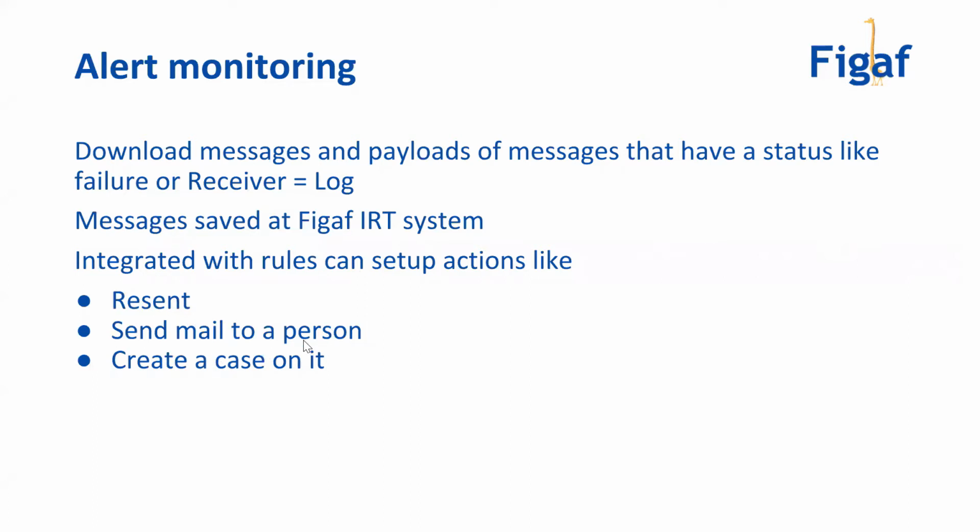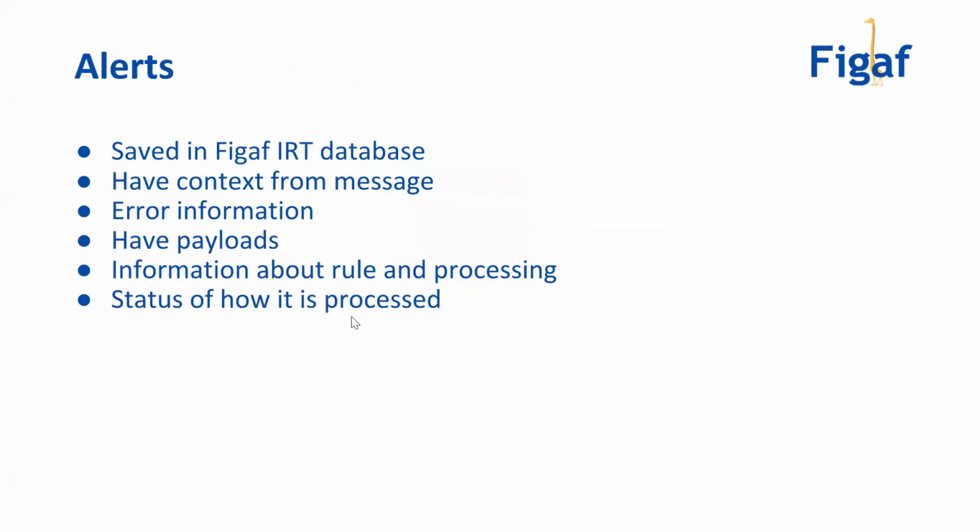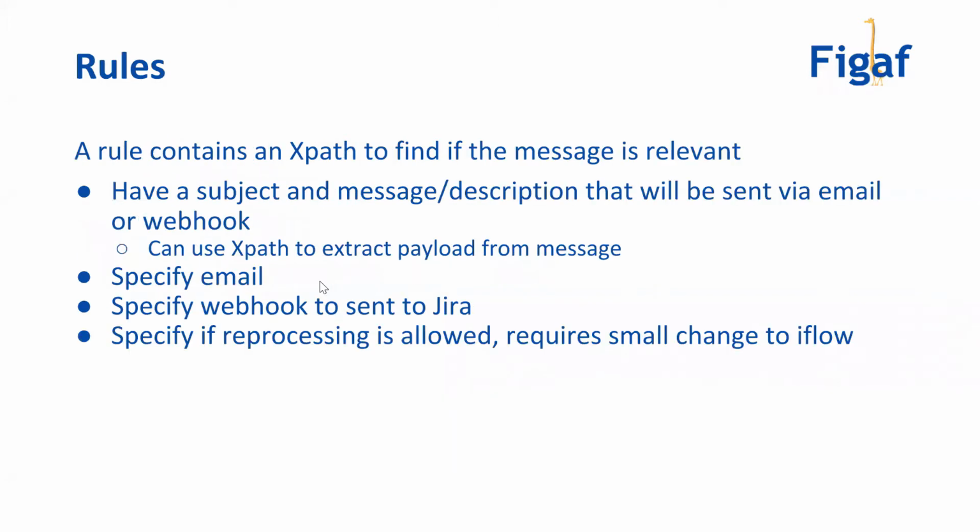We have options to send emails to a person. We have the option of creating a ticket on it. And we can also create a Jira ticket or any other events based on our web-based API. The way this works compared to the other one is that the IRT has an agent that calls your CPI tenant every 5 minutes, downloads all messages according to a filter, and once it has downloaded the message, it starts doing rule processing on top of this. The alerts saved in the database have context from the message, the payloads, and information about the processing, and then obviously the status of how the message was processed.